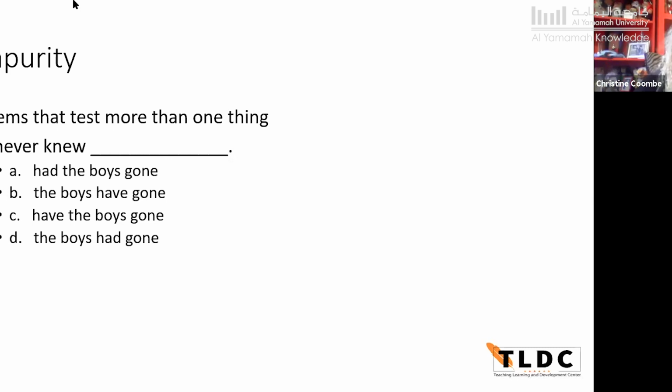My apologies. I hope you have all found that the two things being tested here are word order and verb form. Test items should only assess one thing.